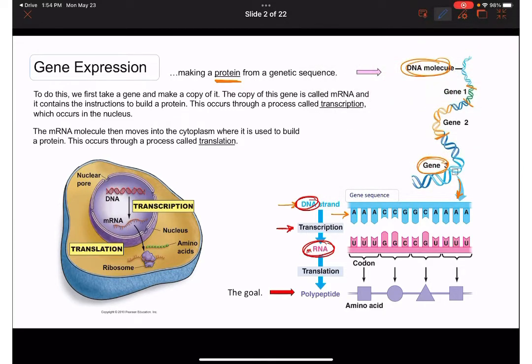Then we're going to take this mRNA copy and this genetic sequence, and specifically we're going to look at these sequences of 3 bases that we call codons, and we're going to use that genetic sequence to make a protein, to make a polypeptide. And that occurs through a process called translation.